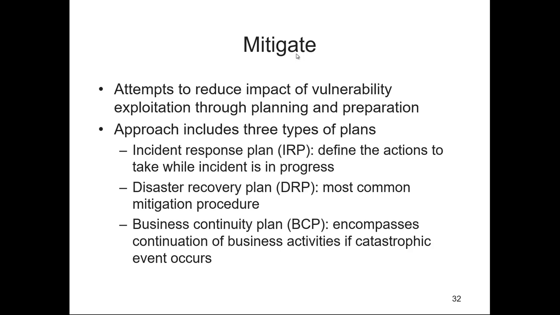The third type of planning document under mitigation is the business continuity plan. How can we put the business back into place? How can we continue with the business? The business continuity plan is the most strategic and long-term plan of the three plans. It encompasses the continuation of business activities if a catastrophic event occurs, such as the loss of an entire database, building, or operations center. The business continuity plan includes planning for the steps to ensure the continuation of the organization when the scope or scale of a disaster exceeds the DRP's ability to restore operations.